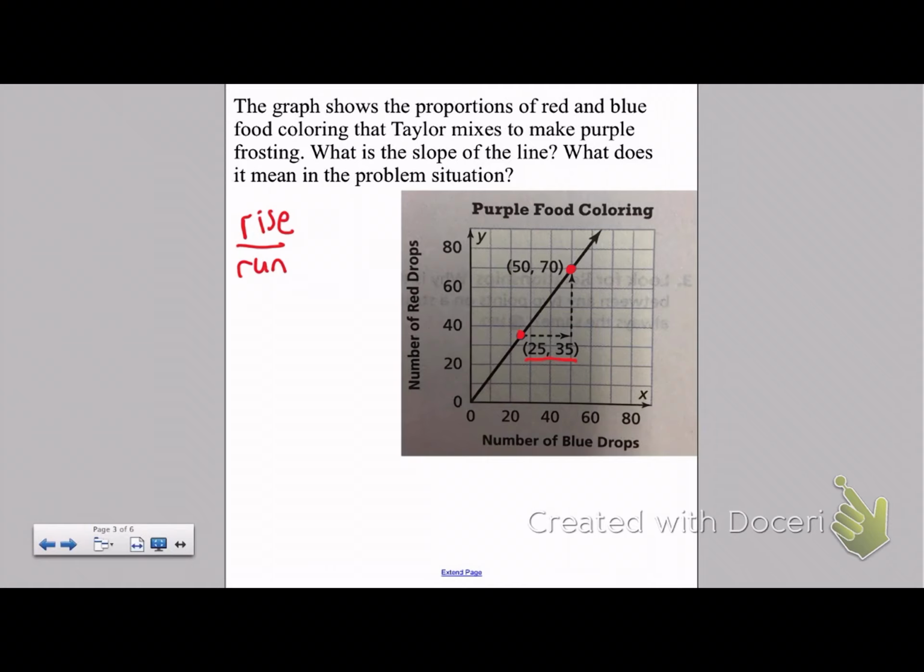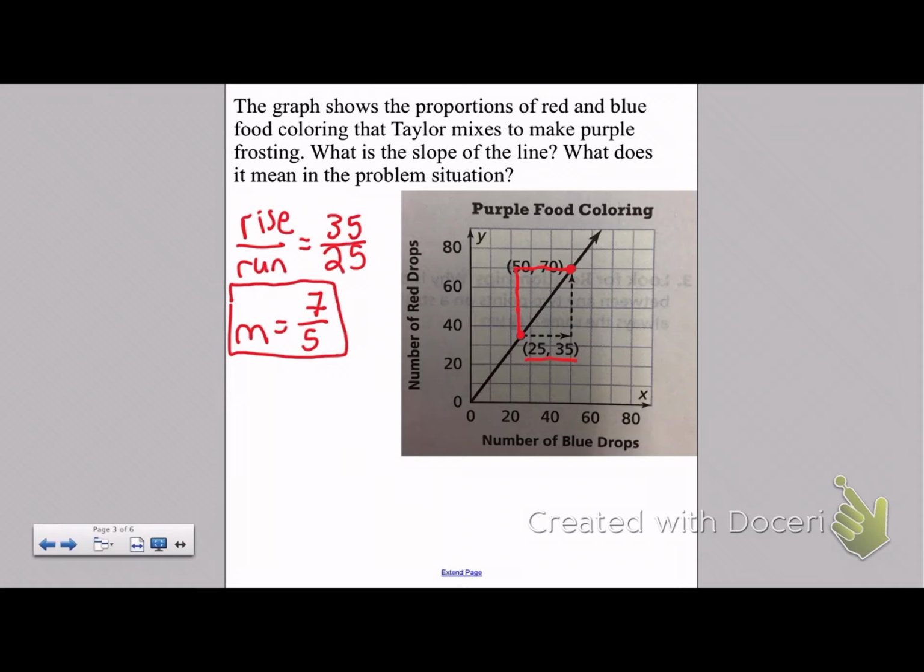So my rise, I'm at 35 and I go up 5 to 40, then 15, 25, 35. So my rise is 35, and my run, I'm at 25, and I go over 5, 15, 25. So my run is 25. And you always want to reduce your fraction, so I can reduce this to 7 over 5. So that is my slope.